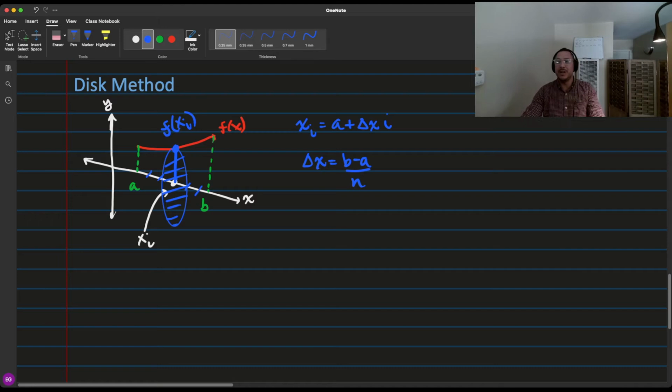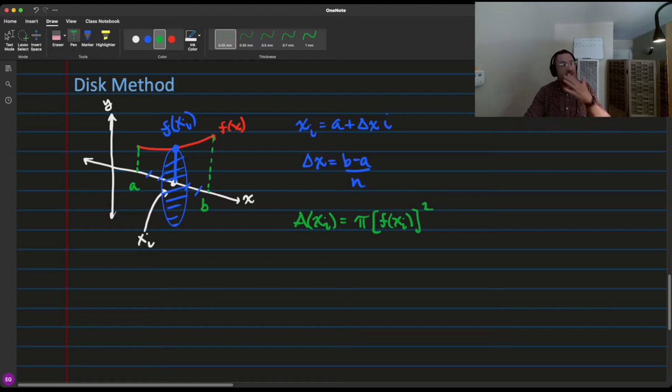What is the formula for the area of a circle? The area at xi is going to be what? Pi r squared, right? But what is our radius in this case? It's not xi, it's what? Yeah, exactly. So you get pi f of xi quantity squared. That is your cross section, because you're doing the solid of revolution.